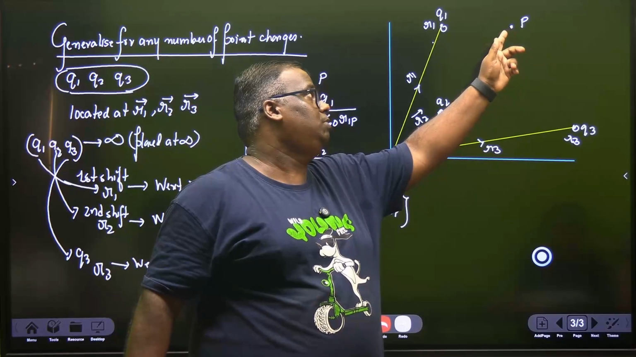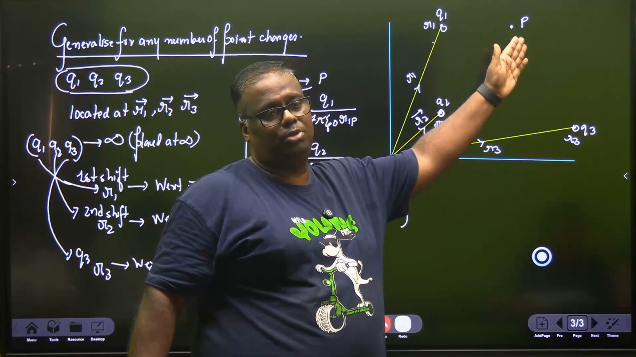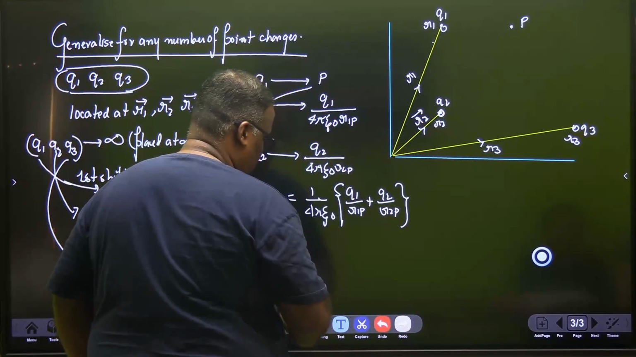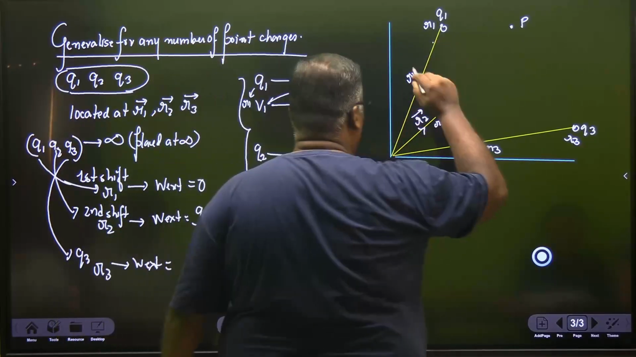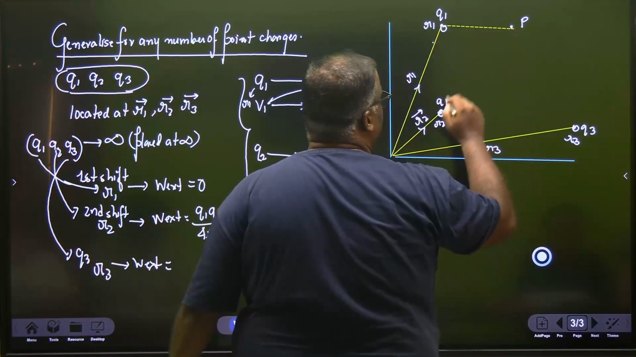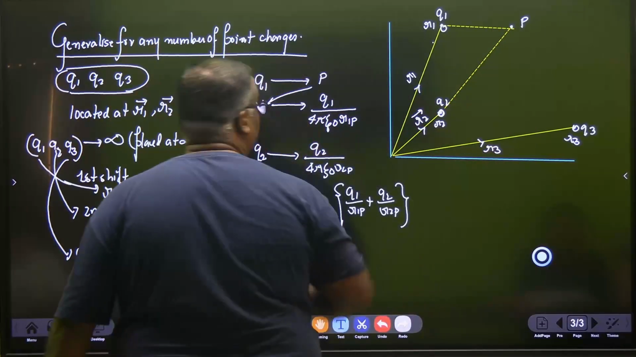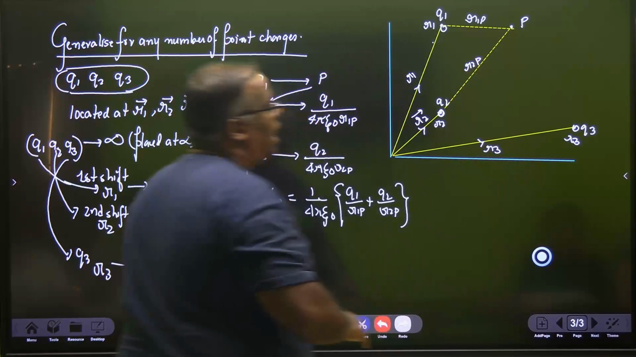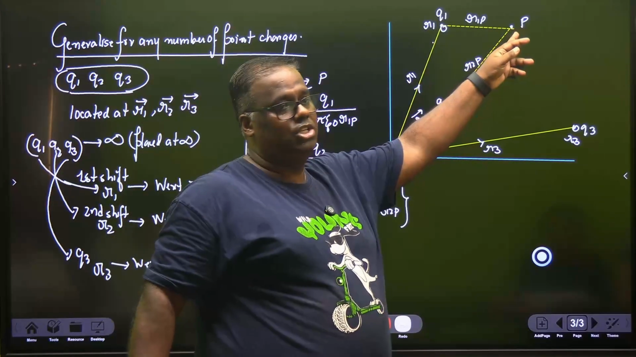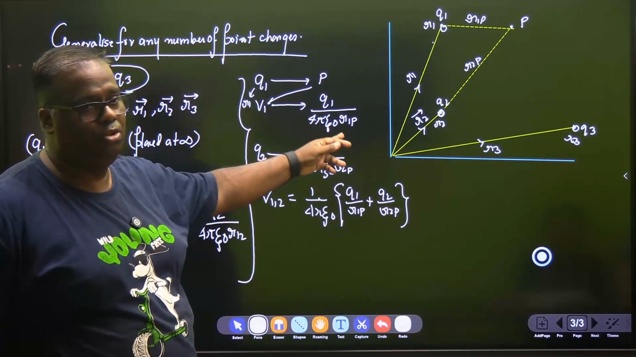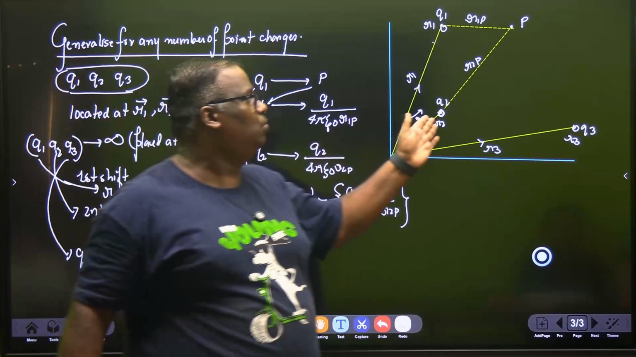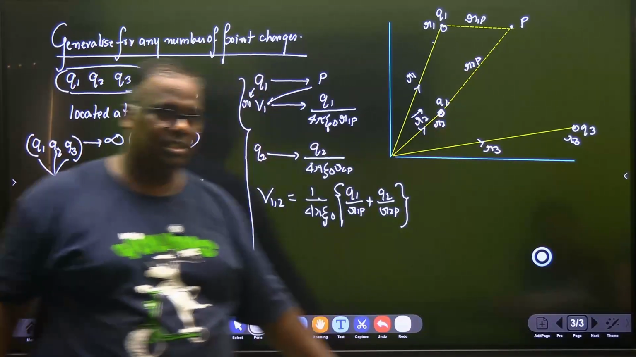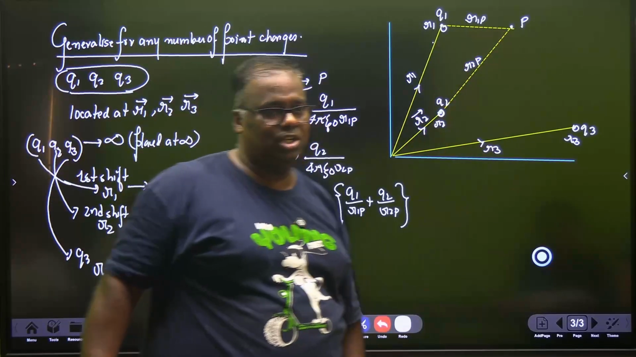At an arbitrary point P, if you just think about Q1, what is the potential? If you just see the potential at this arbitrary point, then this distance, there is another distance here also. Then this distance is how much? R1P. How much is this? R2P. At P, just due to Q1, the potential is Q1 by 4 pi epsilon 0 R1P. Just due to Q2, it is Q2 by 4 pi epsilon 0 R2P, correct? Due to both, what is the potential?